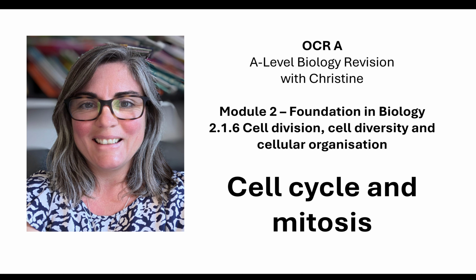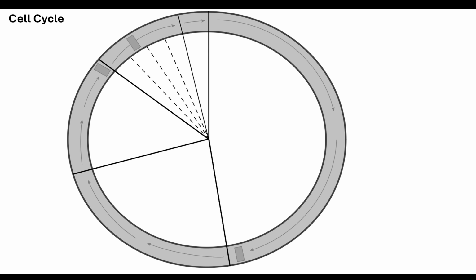So today's lesson, we're going to look at the cell cycle and mitosis, cell division. So the cell cycle always follows the same procedure and can be broken down into phases. So we're going to start with the first one, which is called interphase. Now, interphase is actually broken down into three different parts.